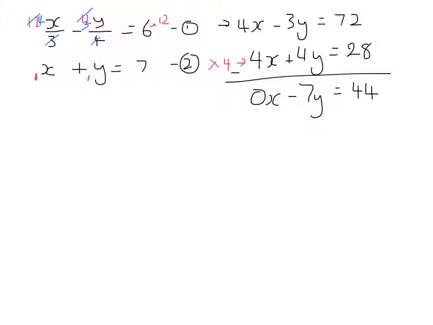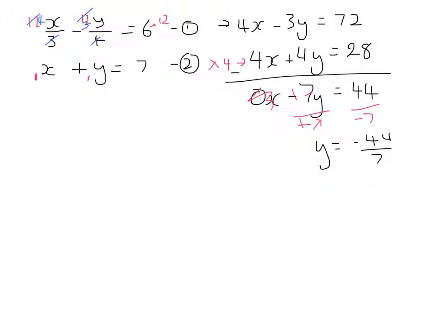What we now need to do is divide by negative 7. We can ignore that bit there because it's 0. Divide both sides by negative 7. The negatives cancel down, the 7s cancel down. That leaves us with y is equal to negative 44 over 7.